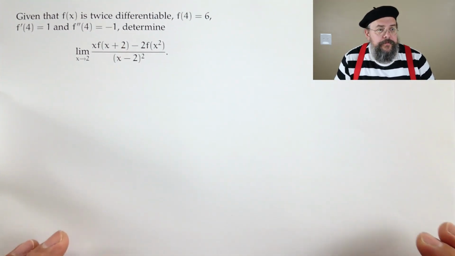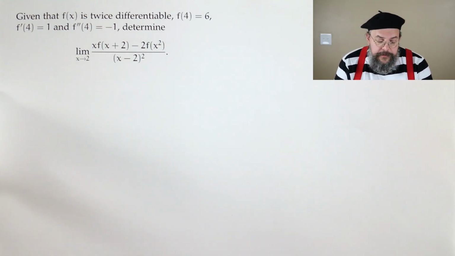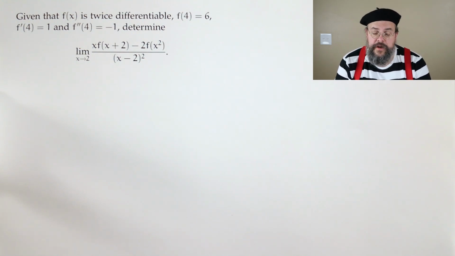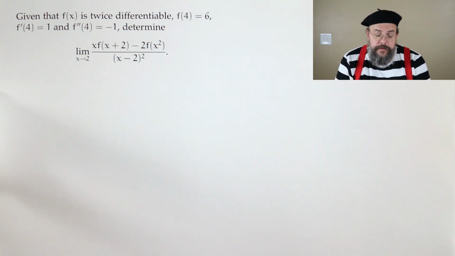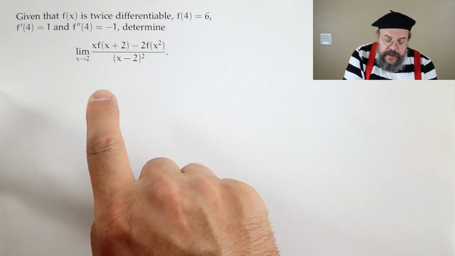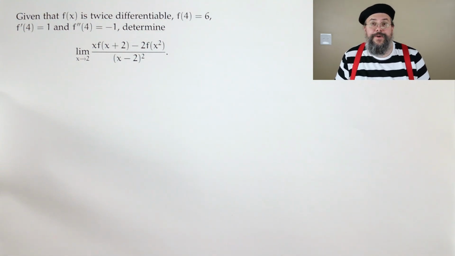So here we go. Given that f of x is twice differentiable, f of 4 equals 6, f prime of 4 equals 1, and f double prime of 4 is negative 1, determine the following. The limit as x goes to 2 of x times f of x plus 2 minus 2f of x squared over x minus 2 quantity squared.